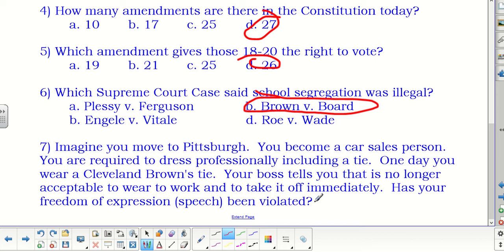Now, you may go, what? Hold on, why can't I wear a Cleveland Browns tie? If your boss asks you to do something in order to do your job along these lines, your rights have not been violated because you're not threatened with jail. The government isn't telling you this. The government isn't restricting your ability to wear this tie. Actually, you could wear the tie. You just might get fired. You just might get sent home from work. You don't have a constitutional right to not have consequences for what you do.